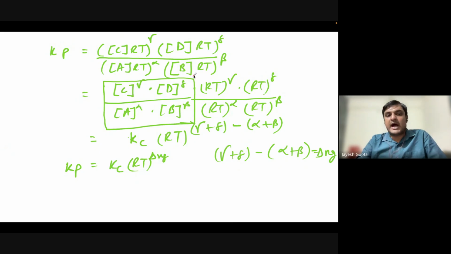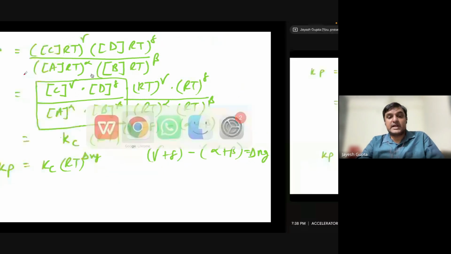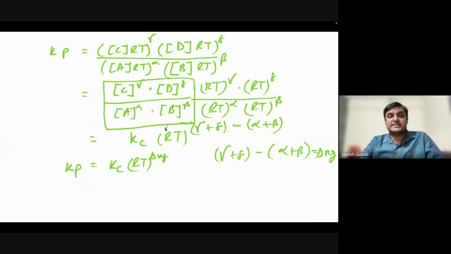Now what I can do, since you can see RT is common in all the four, however the power will be different. So concentration I can separate, RT I can separate. If I separate concentration on the left hand side, I will get C to the power gamma into D to the power delta divided by A to the power alpha into B to the power beta. And on the right hand side I am getting RT to the power gamma into RT to the power delta, likewise in the denominator RT to the power alpha, RT to the power beta. Now this you can see I have written inside a box. This is nothing but Kc. Kc is defined like this only.